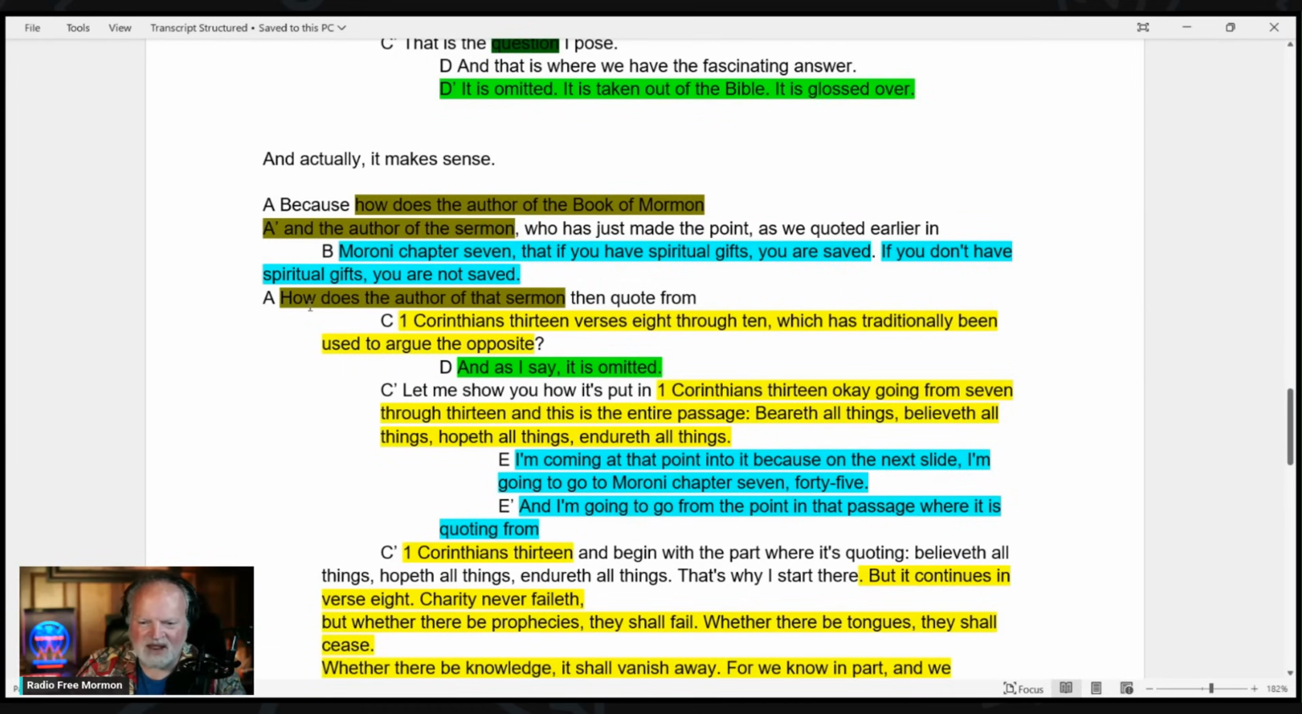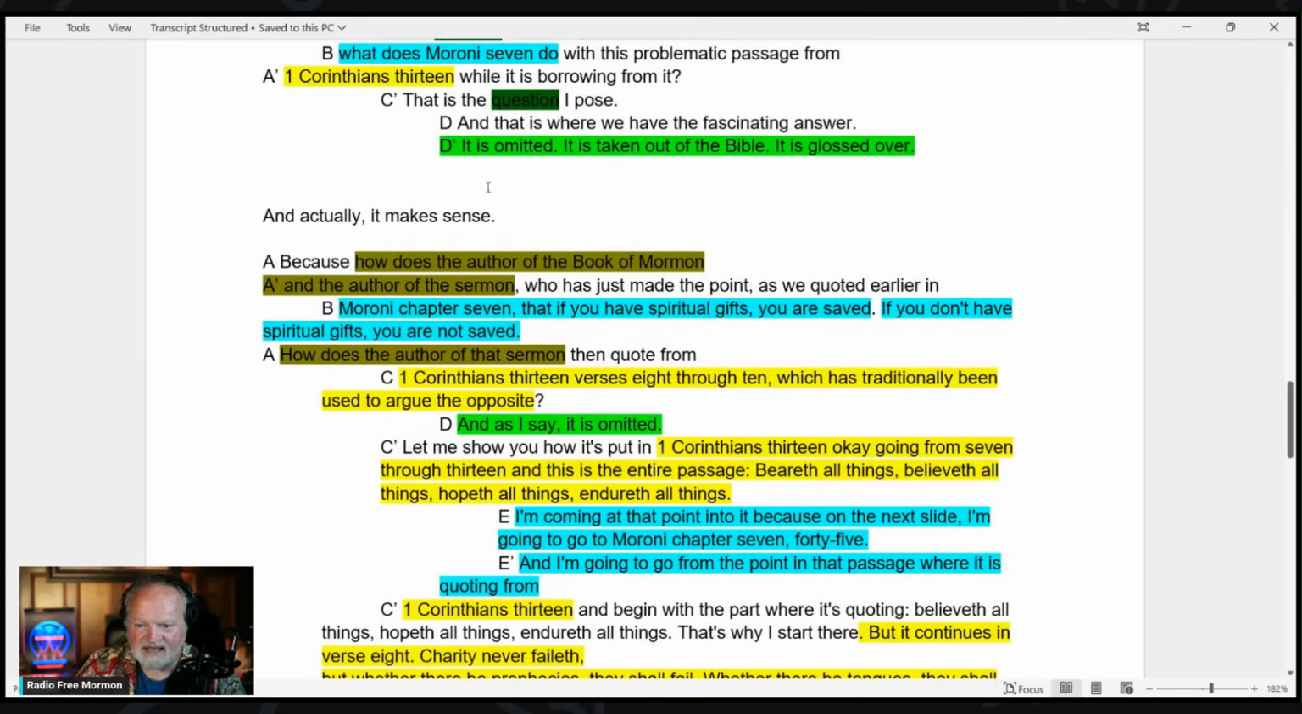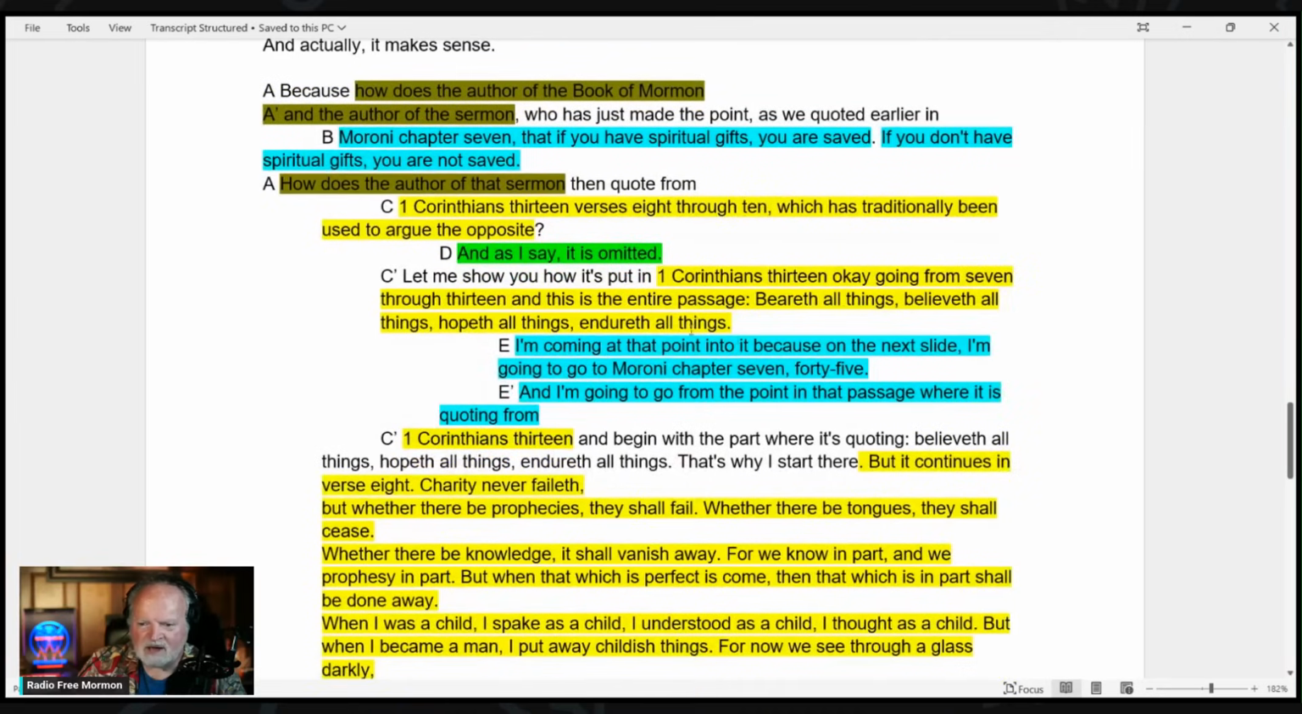Then we go to another A, which is how does the author of that sermon, see there are 3 mentions of authors right there, and they get an olive green highlight. Then quote from 1 Corinthians 13, that's C, yellow. Then D, and as I say, it is omitted. Notice that that corresponds to the D above. It is omitted. It's in the light green above, and now it's being carried over into this new structure. And as I say, it is omitted. Then it goes to yellow. It goes to blue at the center with E.